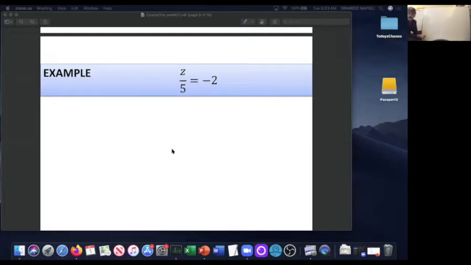Okay, I'm gonna call randomly on somebody. Let's see. I'm trying to call somebody I haven't called on. I think I might have called on everybody. Maybe not. Ariel, what do you think the solution is, Ariel? I don't know. You don't know? Okay. Well, see how this means z over 5? What number divided by 5 is negative 2?